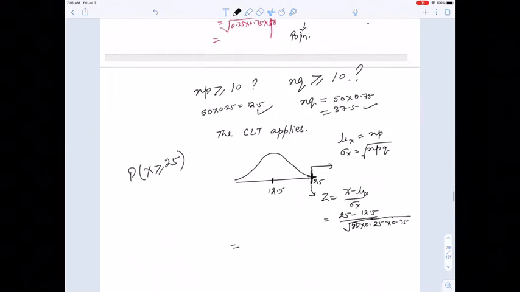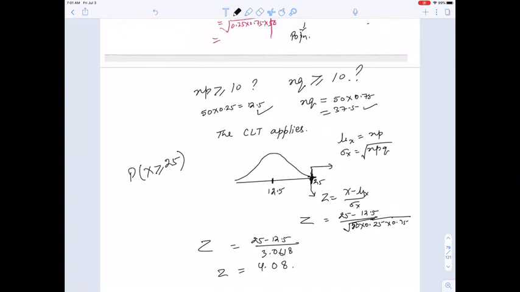So we get 25 minus 12.5, which is 12.5, divided by 3.0618. You're getting the same value. So Z comes out to be 4.08. So Z at this point is 4.08.